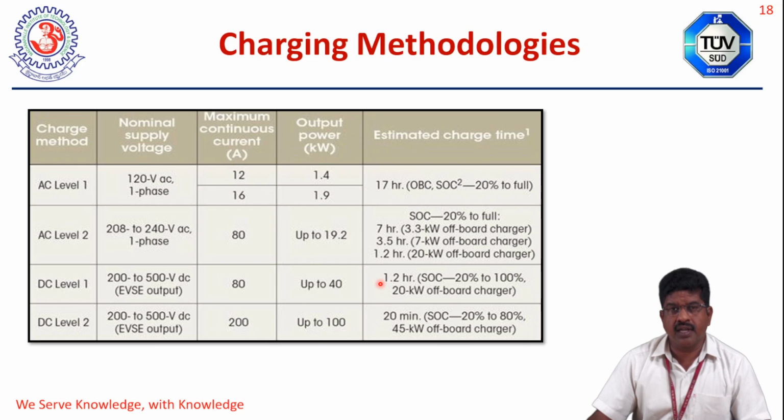Similarly, coming to the last type of charging methodology called DC level 2, we can see that the nominal supply voltage is approximately 200 to 500 volt DC, and it consumes 200 amperes of current and gives a power output of 100 kilowatts. At the same time, the charging time taken by this method is approximately 20 minutes.